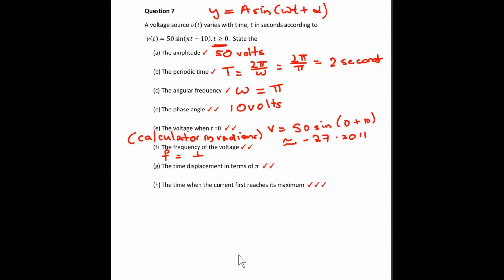Now the frequency is 1 over time. So time was 2 seconds, so that is 1 over 2. And well done to those of you that put in the units there of hertz. The time displacement, that's phi. Now I did accept it without the negative sign. The formula does make a point of saying that. But just be careful because you do have to be really, really careful. So that's the formula there.